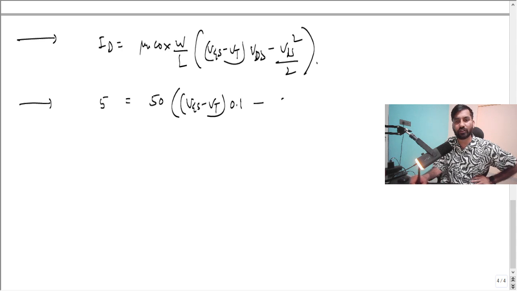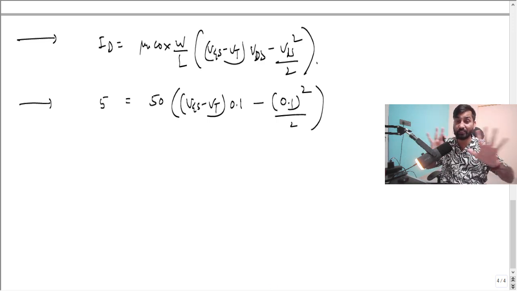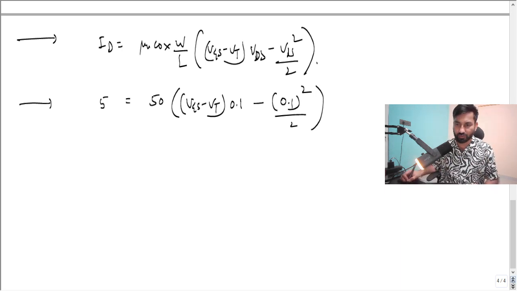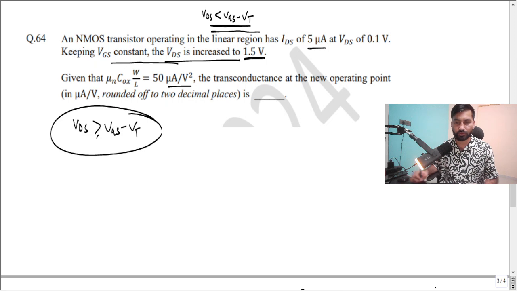You know this 0.1, and please keep 0.1 as it is, 0.1 whole square as it is. Please don't disturb it. I'm just going to show you how simple this question is and how simple the manipulation is. We most of the time face this kind of equation and get lost in mathematics. But in the GATE examination they never give you a question where you have difficulty manipulating. ID is 5 microampere, mu Cox W by L is given as 50 microampere per volt square, I forgot the unit, microampere per volt.